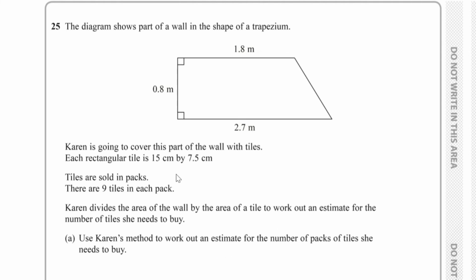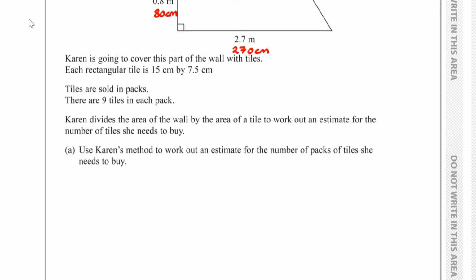So, first of all, here we've got centimeters and here we've got meters. We can multiply each of these by 100 to convert to centimeters. So here I've got 180 centimeters. Here I've got 270 centimeters, and here I would have 80 centimeters. So now we can find the area of the wall.